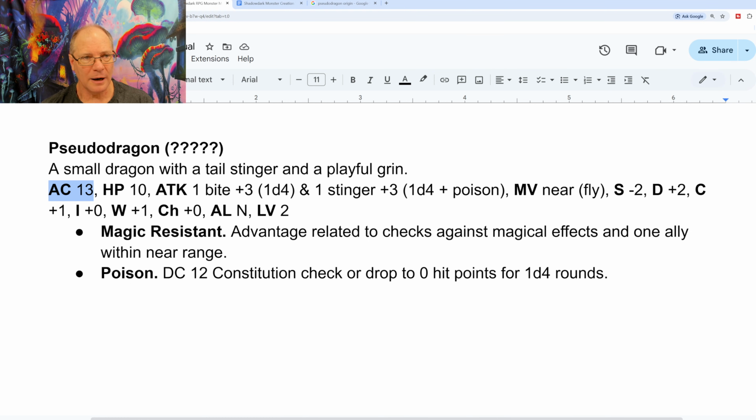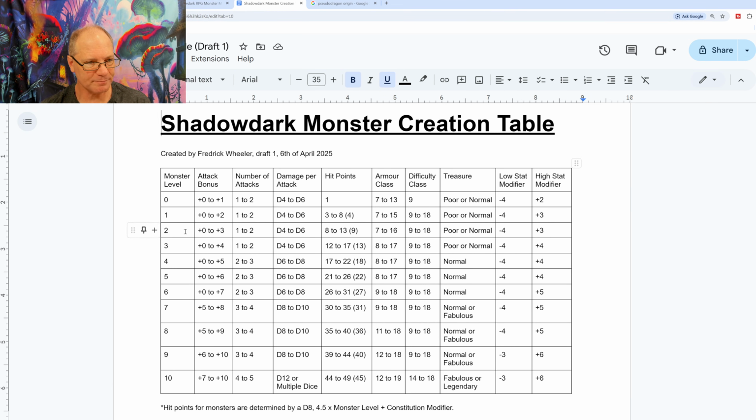So that's all good. Now, are we working within the parameters of a level 2 monster for Shadowdark? If we look at the armor class expected for a level 2 monster, you'll see anywhere between 7 and 16. It's a big range. So we've got 13. So that should be fine.